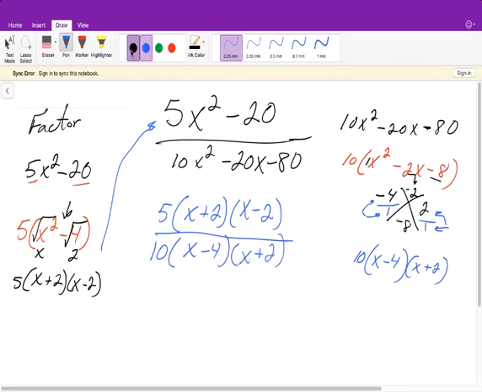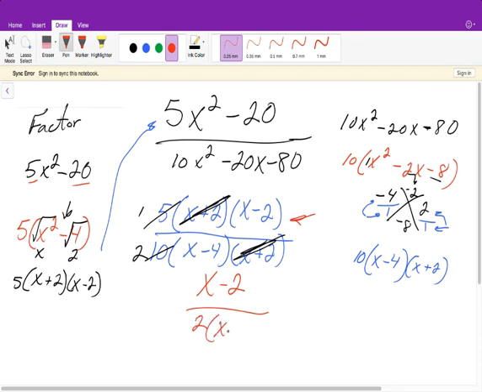And now we look for common factors. Well, the x + 2 will cancel out with this x + 2. This 5 and this 10 can reduce to 1 over 2. So that means we're left with x - 2, our only factor left in our numerator, over top of 2 times (x - 4). Now, I will not make you multiply that 2 back in. You can leave it as its factored form, and that will be your final answer.